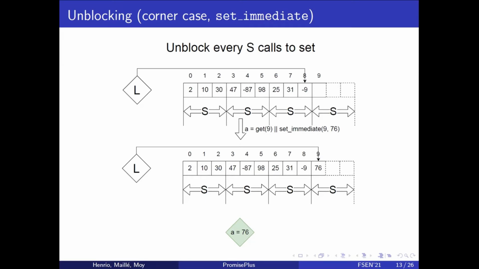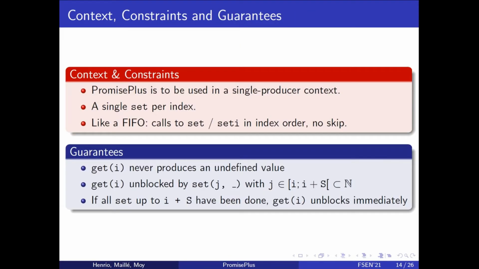So now that this is out of the way, let's talk about constraints, context, and guarantees. Promise Plus is to be used in a single producer context. This is a condition. We must have a single set per index. This is like promises. You can have only a single set on a promise. In Promise Plus, you can have a single set per index. And it works like a FIFO.